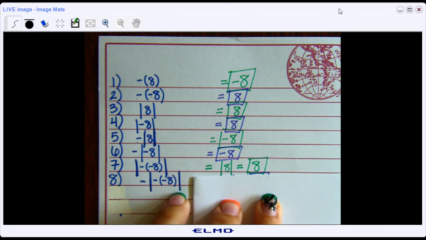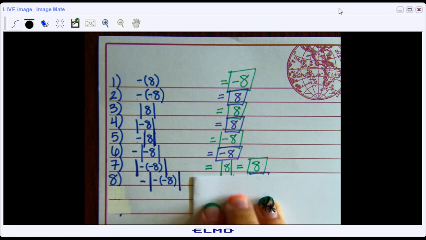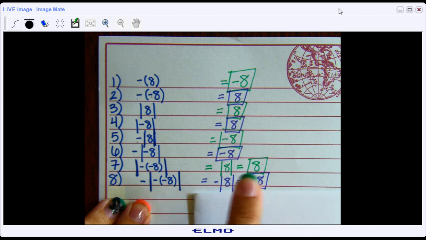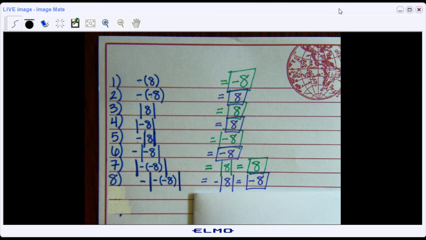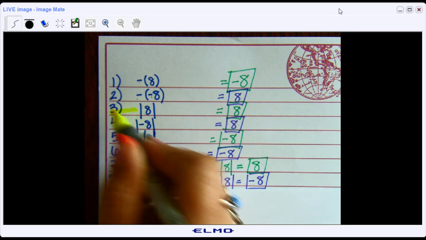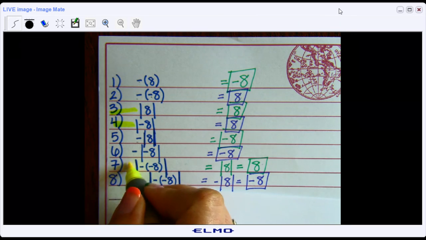That's different than this one. First of all, the opposite of a negative 8 is a positive 8. So the absolute value of positive 8 is 8, but you have that negative out in front saying what's the opposite of that positive 8? It's a negative 8. The main thing to take away is take a look at numbers 3, 4, and 7.